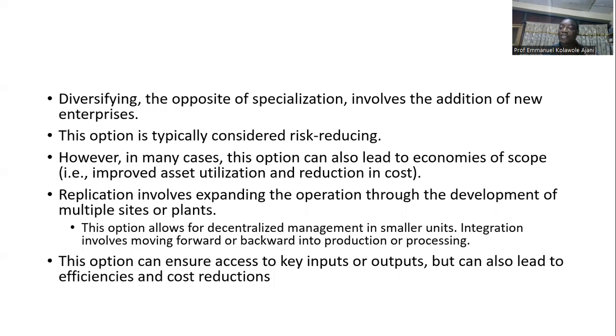Diversifying is the opposite of specialization. When you are diversifying, that means you are adding a new enterprise. You were doing table fish production before, now you go into fingerlings production. That is diversification. And the advantage of this kind of option is that you are reducing your risk.